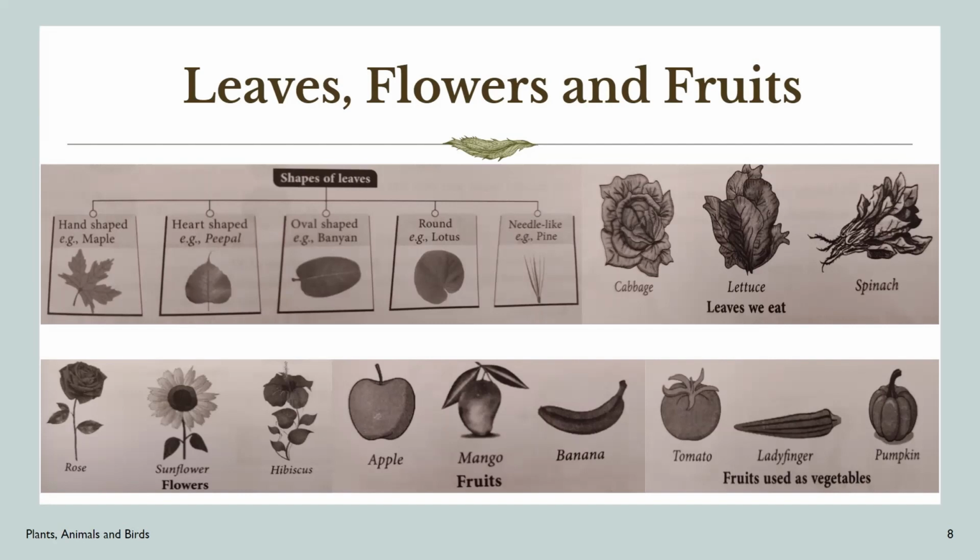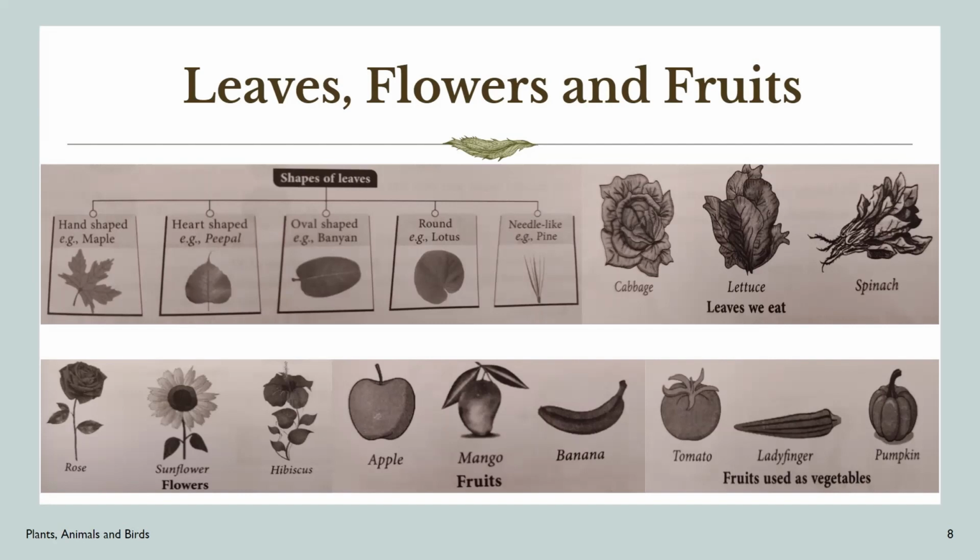But a banana tree is a little larger in size, isn't it? Yes, ma'am. Then in round shape you have the lotus. Lotus. And needle-like, you have the pine. Pine. Other than pine, bamboo. Bamboo. Then all the mustard ones, then rice, paddy, wheat. Yes, ma'am. Wheat.